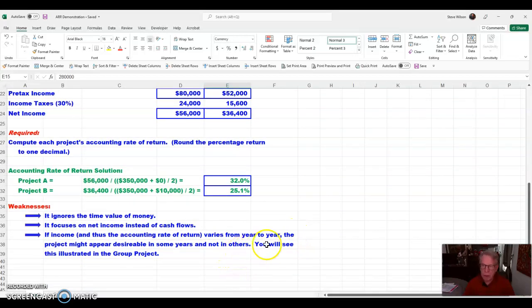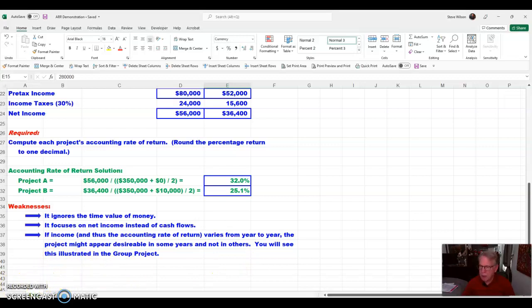The weaknesses in my mind are significant. It ignores the time value of money. It focuses on net income, as you see, instead of cash flows. And here, you'll appreciate this a little more when you do your group project, but if the income and thus the accounting rate of return varies from year to year, which it does in the group project for one of them, the project might appear desirable in some years and not in others. You'll see that again illustrated in the group project.